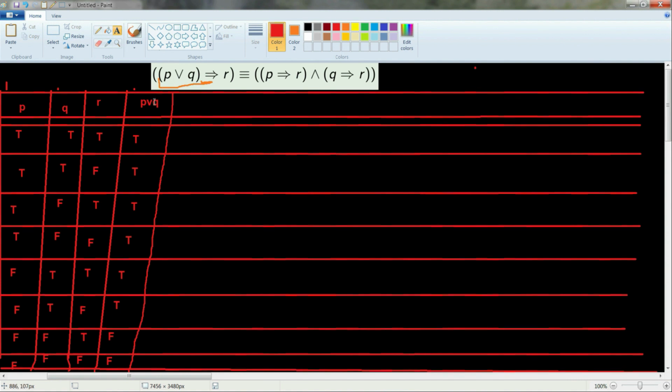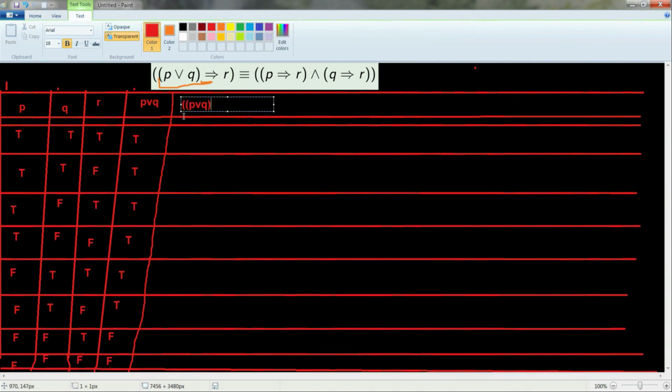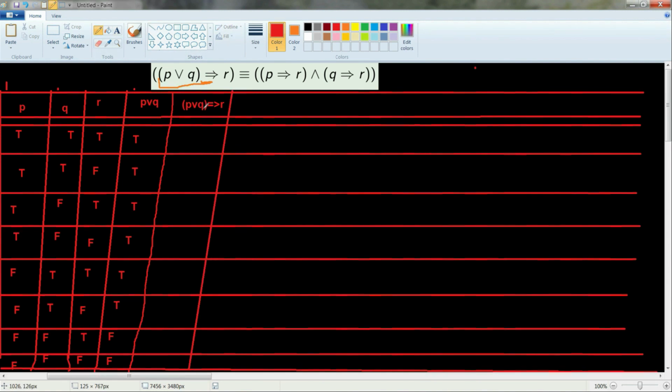Okay, so now I want P or Q implies R. So we can now write this out by using this column and the truth table for implication. So explicitly, we will have that the truth table for P or Q implies R will be as follows. Well, for this first column, I have true implies true, so this will be true. For the second column, I have true implies false, so this will be false. Next, I have true implies true, so that's true. True implies false, that's false. True implies true, that's true. True implies false, that's false. And finally, the last two, the hypothesis is false, so I will simply have true and true.